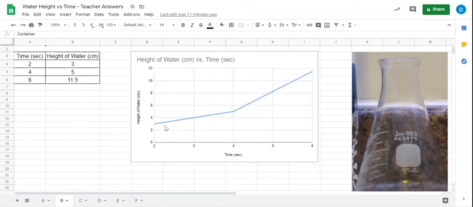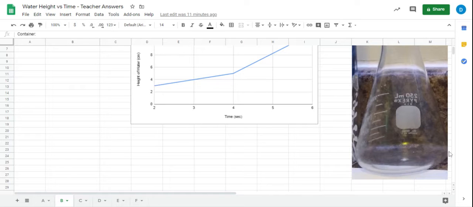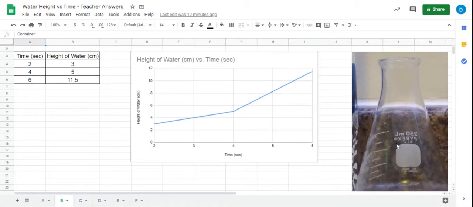So as we first start filling, the container is quite wide. So the height's not going to increase very quickly. The water has to spread out and go all the way to the left and the right to fill the whole width of the container. And so it doesn't change in height very quickly. But we notice as we get higher up in the container, the rate increases.